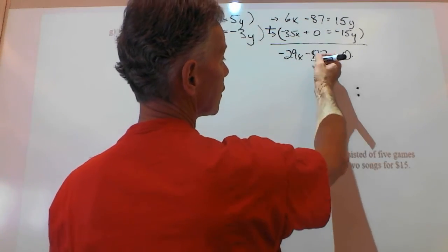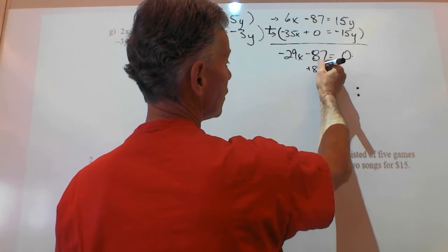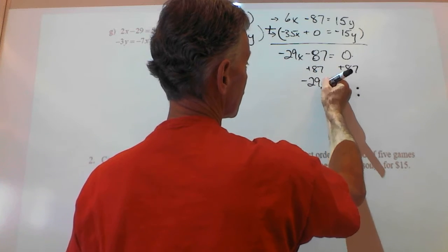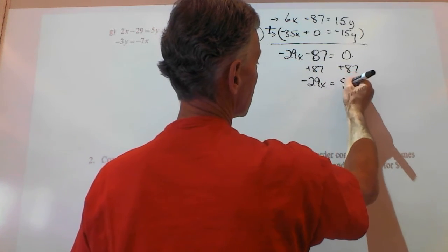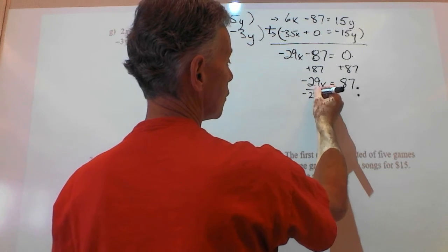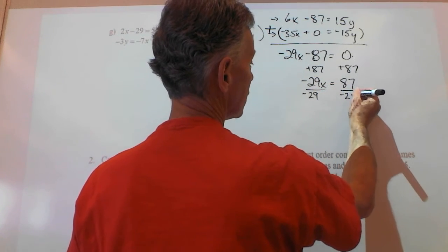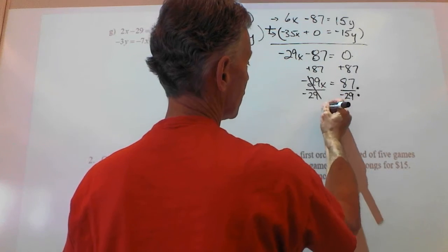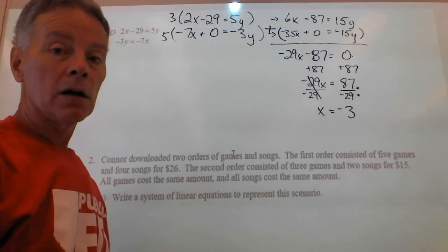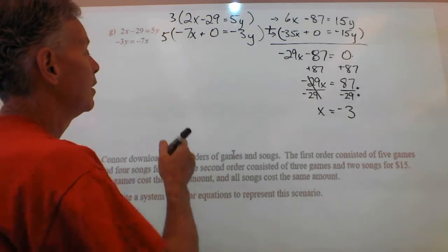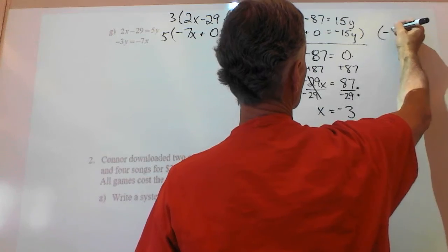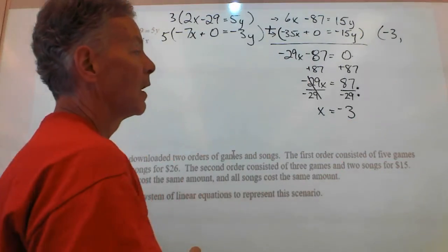So to isolate x, we add 87 to both sides. That gives us negative 29x equals 87. Divide through by negative 29 to get rid of that. And we're left with x equals negative 3. Well, that doesn't look so bad. So we'll just put this over here. Our x value is negative 3.